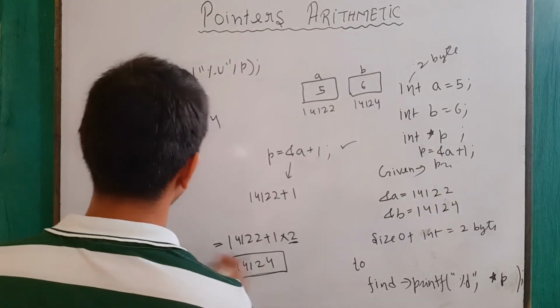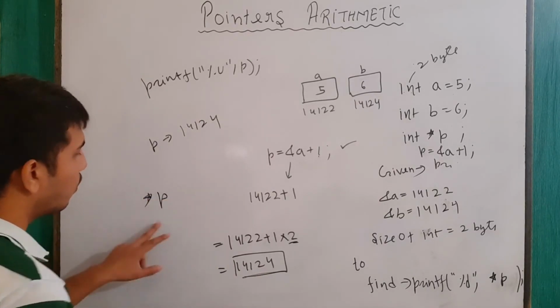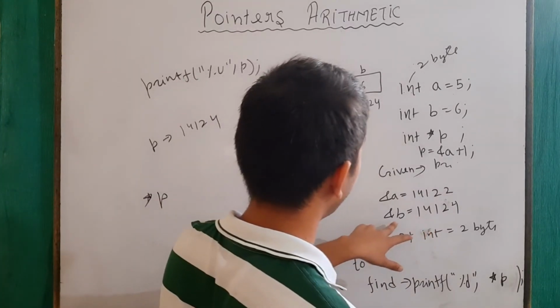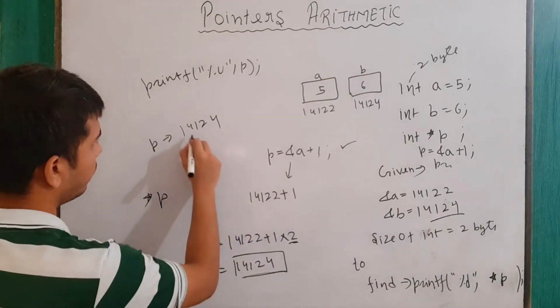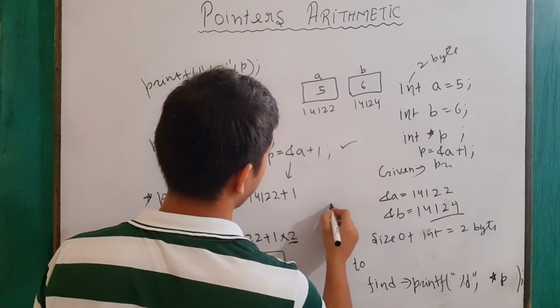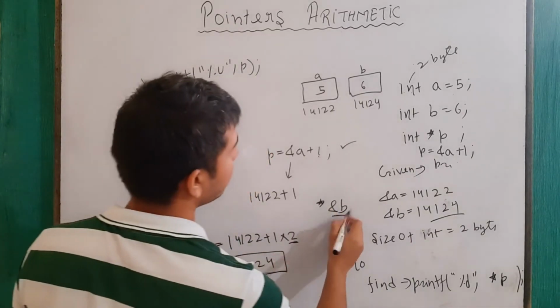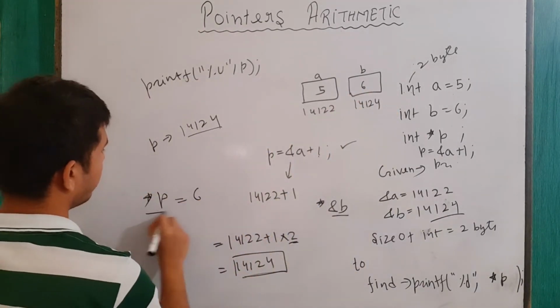Now I have to dereference it, *p. What is the value present in this address? It is given that the address of b is 14124. What is the value present in this address? It is 6. So if I do *p, the output will be 6.